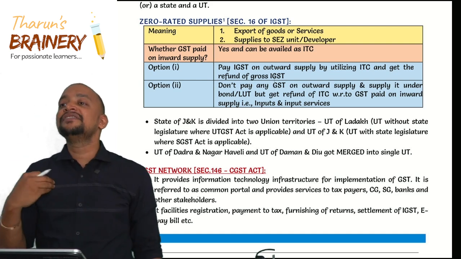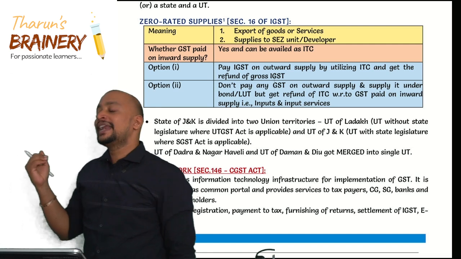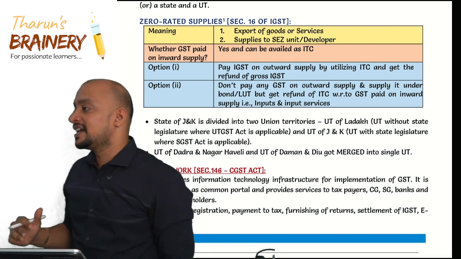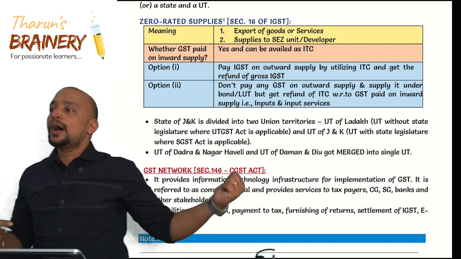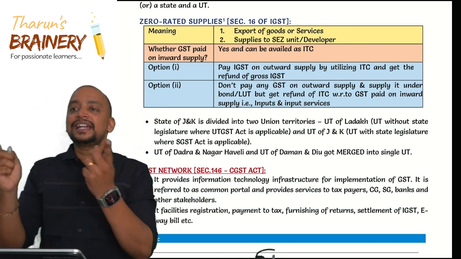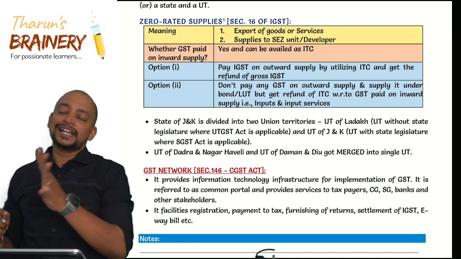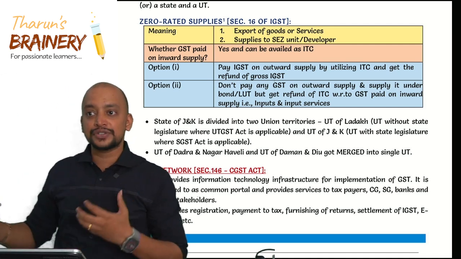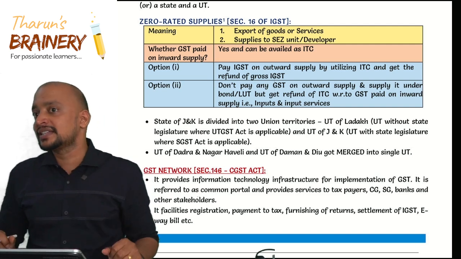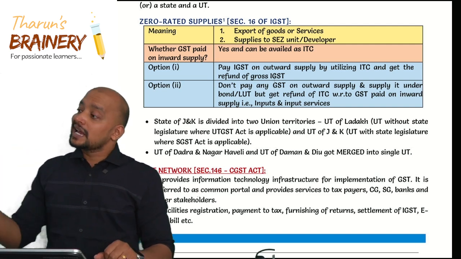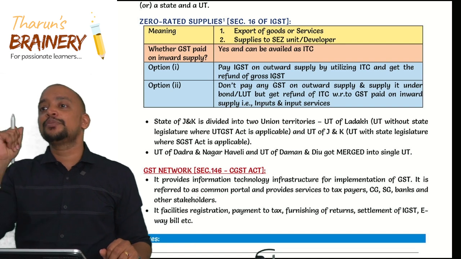Okay, how much I will get as refund? Is it 1,80,000 or 1 lakh? I am paying 1,80,000. I have 1 lakh as input tax credit. So net liability will be 80,000, because the net liability will be gross liability 1,80,000 minus input tax credit 1 lakh. So the net liability is 80,000. How much I will get as refund? 1,80,000 I will get as refund. The gross amount I will get as refund.